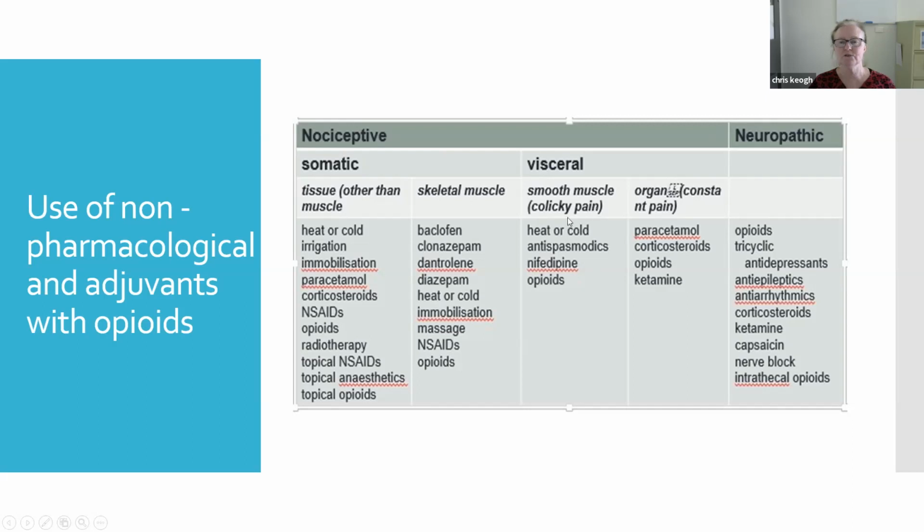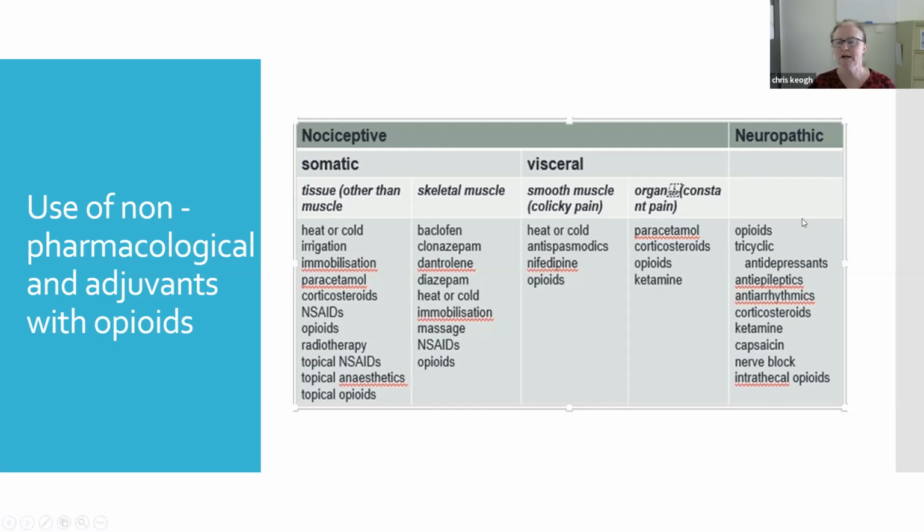With smooth muscle, so that colicky pain might be heat or cold or antispasmodics, sometimes things such as Buscopan, and then, you know, just generally opioids as well. With deeper visceral type pains around the organs, which might be a constant pain, we usually start with something like paracetamol, but might need to use steroids or opioids, and in rare cases, ketamine, which is a rather strong medication that we don't use a lot of.